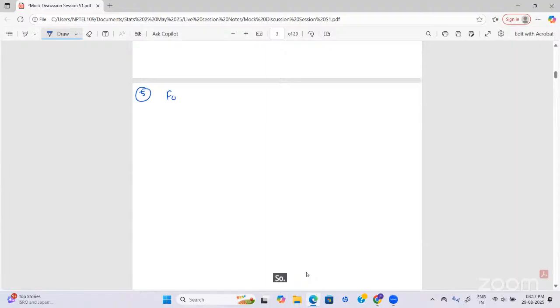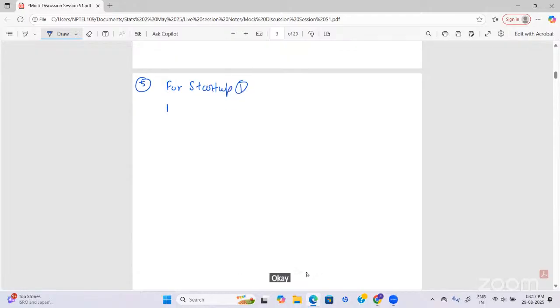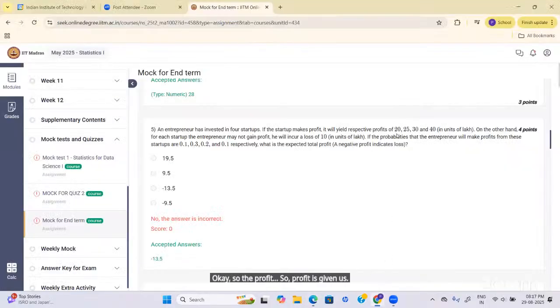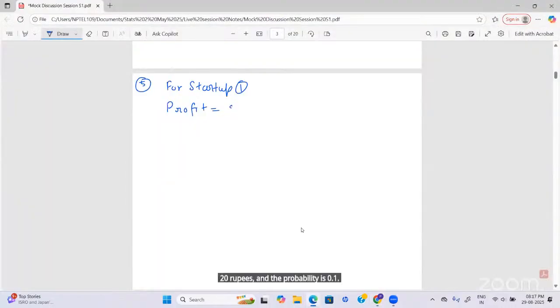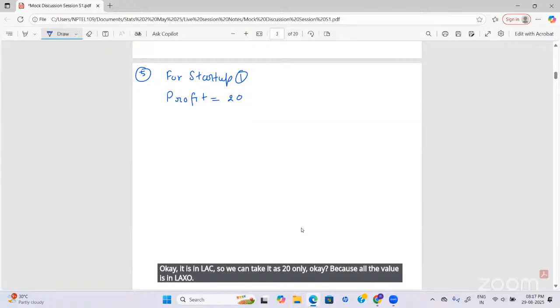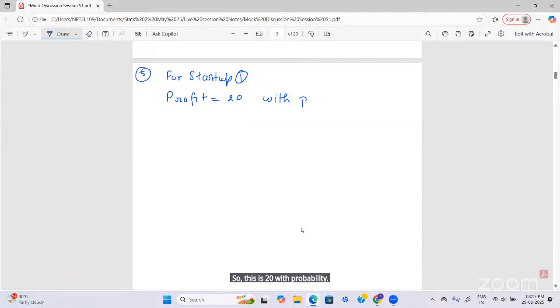So for startup 1, okay, so the profit is given as 20 rupees and the probability is 0.1. Okay, so it is in lakhs, so we can take it as 20 only, because all the values are in lakhs. So this is 20 with probability 0.1. Ma'am, can you explain the question, please?